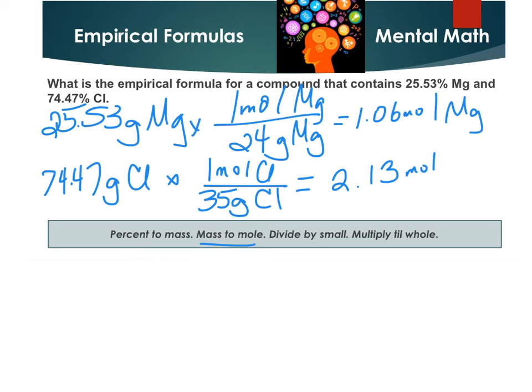So I'm going to rewrite that: moles of magnesium and chlorine. We took our percent to mass right here in the beginning; we just assumed those percentages were grams. Then we did our mass to mole, converting them all to moles. Now comes our next part. We look at both, and the smaller one is the magnesium. So we're going to divide both of these by that number to try to get a ratio. One of these should always equal 1.